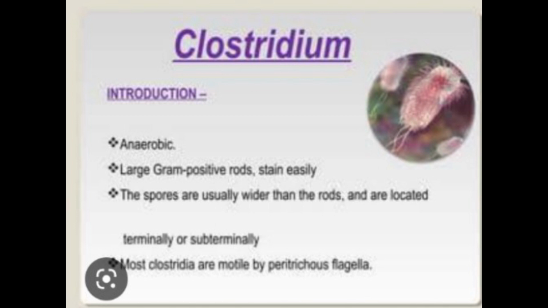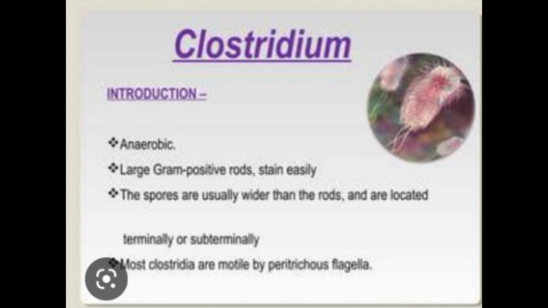Most species of the genus are motile with peritrichous flagella, except Clostridium perfringens and Clostridium tetani type 6, which are non-motile. All Clostridia are non-capsulated with the exception of Clostridium perfringens and Clostridium butyricum.